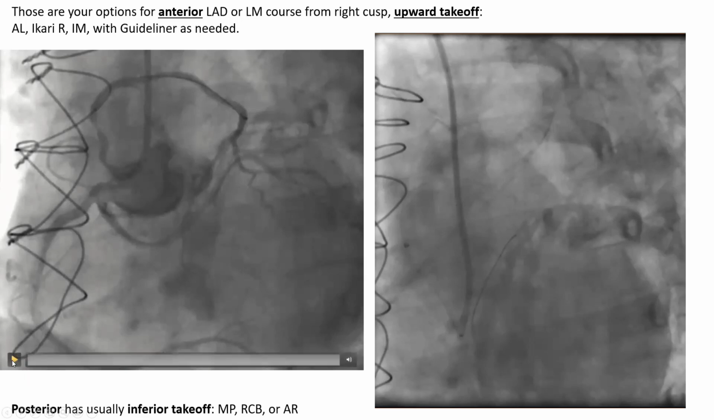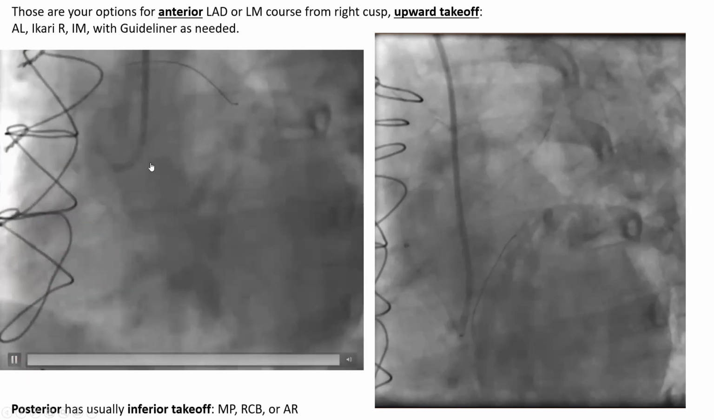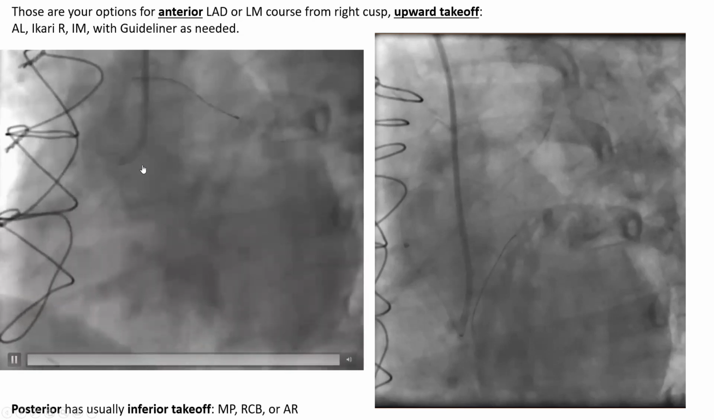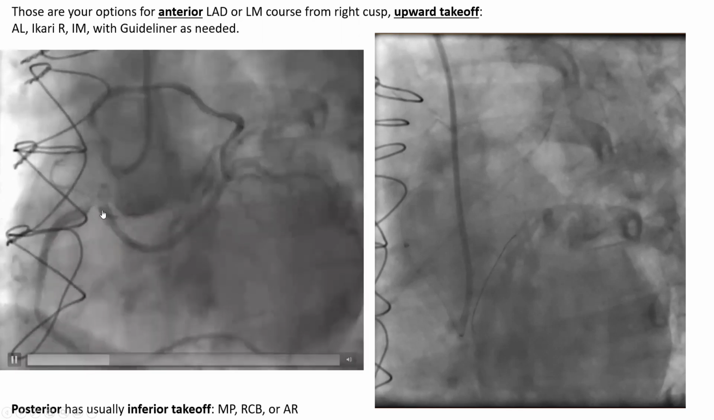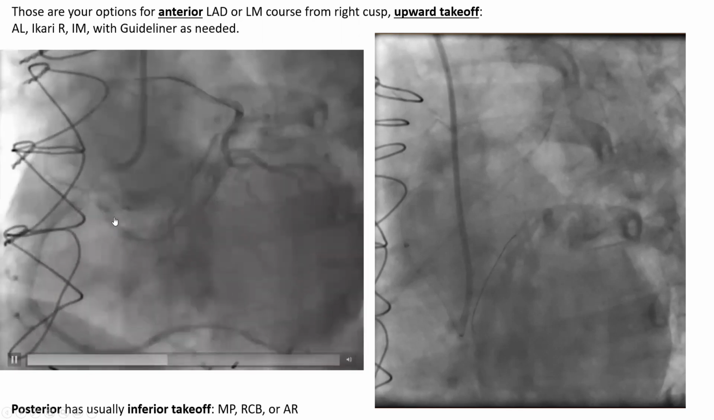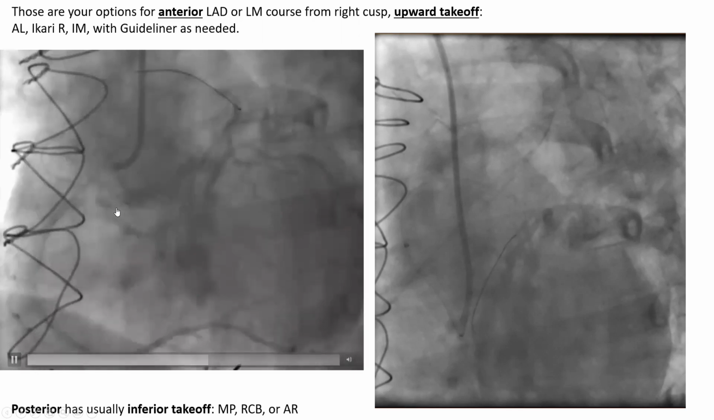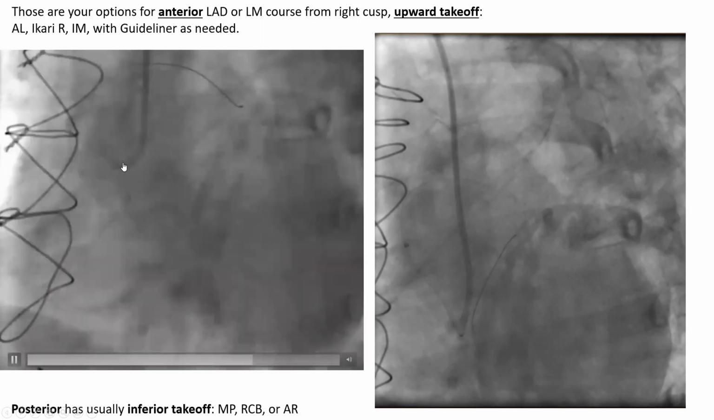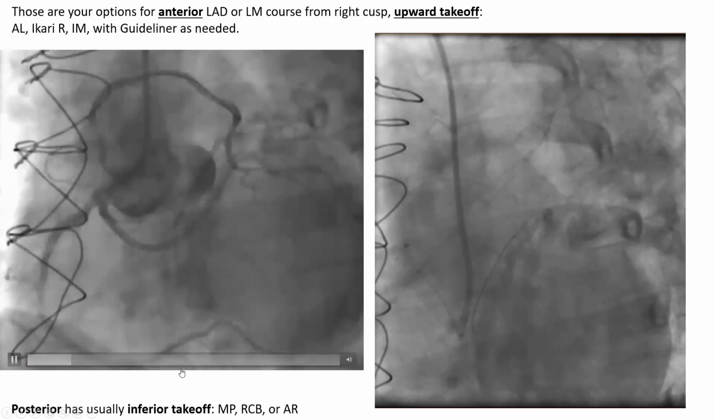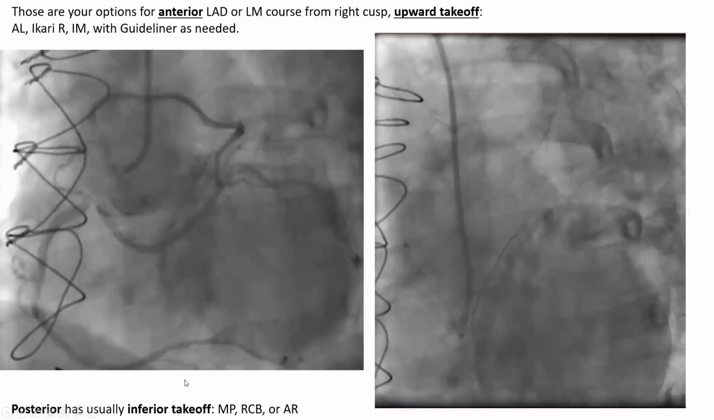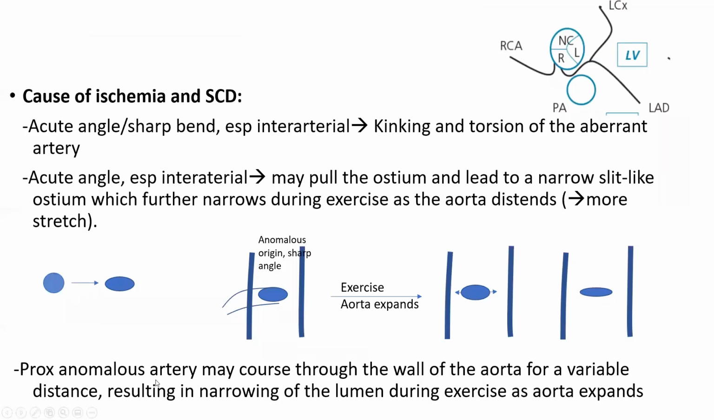Okay, and this view here is nice. It shows you all three. It's a non-selective right cusp injection that shows you all three arteries: RCA, left circumflex, which has a posterior course, inferior takeoff, and LAD, which has an anterior course and upward takeoff. This is an LAO view, so you don't see the course as well, but you see all three arteries and their takeoffs. I want to move on to describe some clinical ideas before going back and showing you more angiograms.